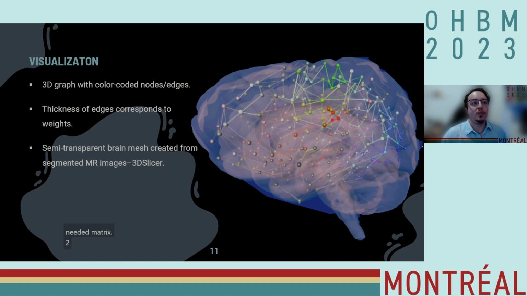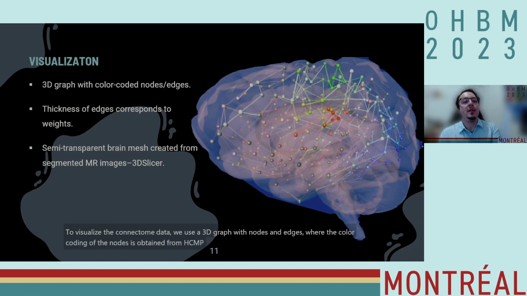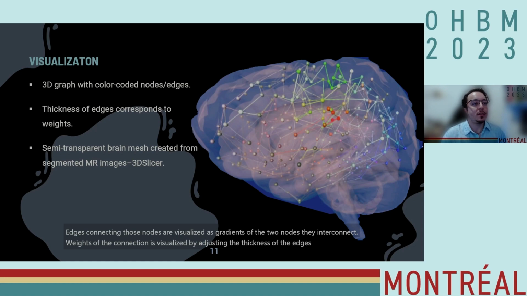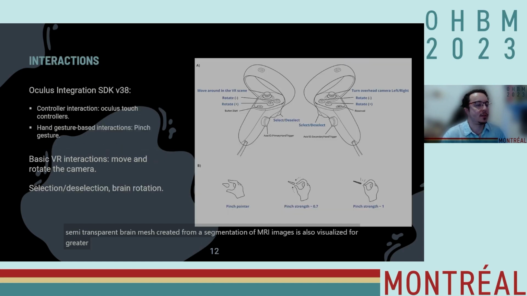To visualize the connectome data, we use a 3D graph with nodes and edges where the color coding of the nodes is obtained from the HCP-MMP1 atlas. Edges connecting those nodes are visualized as gradients of the two nodes they interconnect. The weights of the connections are visualized by adjusting the thickness of the edges. In addition, a semi-transparent brain mesh created from a segmentation of MR images is also visualized for greater anatomical context.